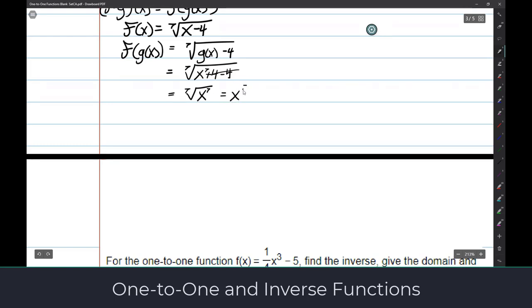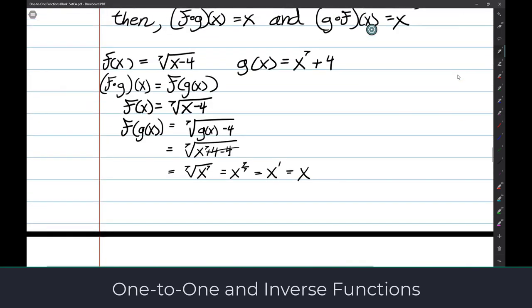x to the 7 over 7, which is x to the 1, which is x. We still have to go the other way, though.